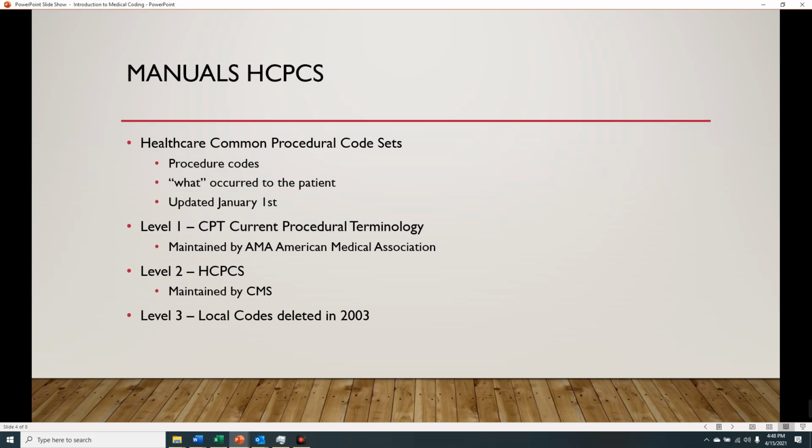Now, just so you know, there is no alternative name for HCPCS level 2. You will just see a manual that says HCPCS level 2. However, we do not call the CPT manual HCPCS level 1. We just call that the CPT manual. But I want you to know that both of those manuals are under the umbrella of HCPCS code sets.